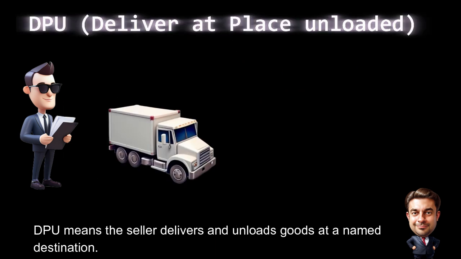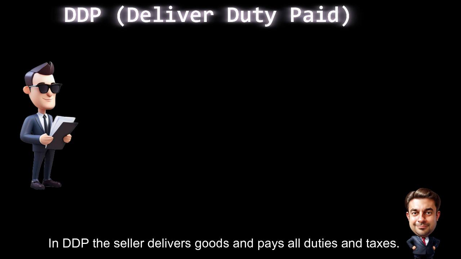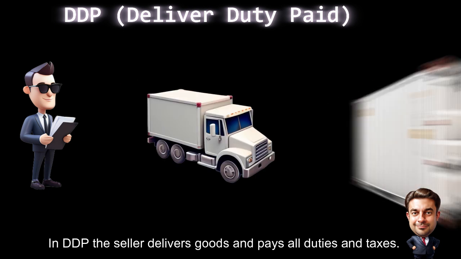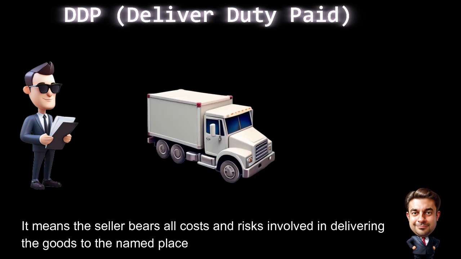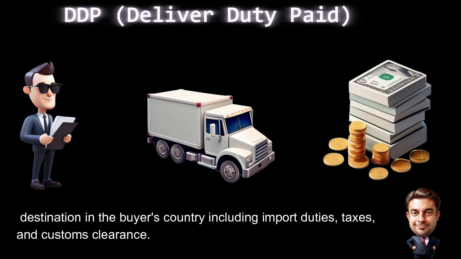DPU means the seller delivers and unloads goods at a named destination. In DDP, the seller delivers goods and pays all duties and taxes. It means the seller bears all costs and risks involved in delivering the goods to the named place of destination in the buyer's country, including import duties, taxes, and customs clearance.